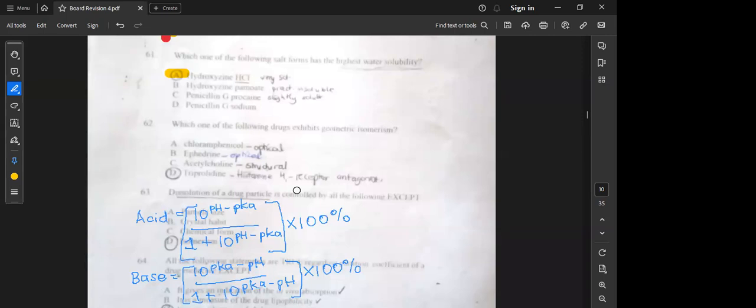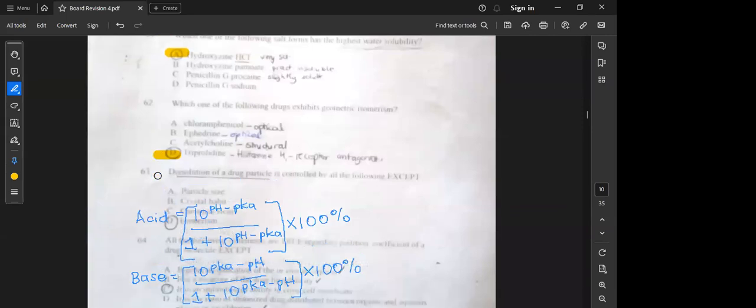As you wait for Dr. Sonia on 62, we can just answer 62D and then wait for her to explain. We can continue with number 63. Dissolution of a... Okay, back to that question. Someone has texted: according to its structure and placement of the double bond, it seems more likely to exhibit geometric isomerism.